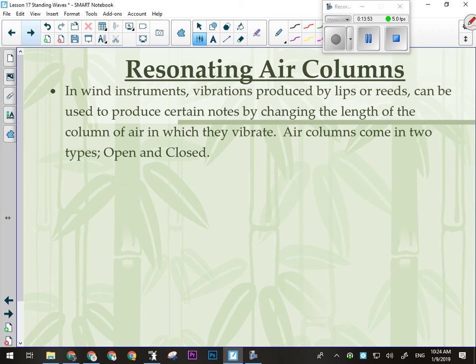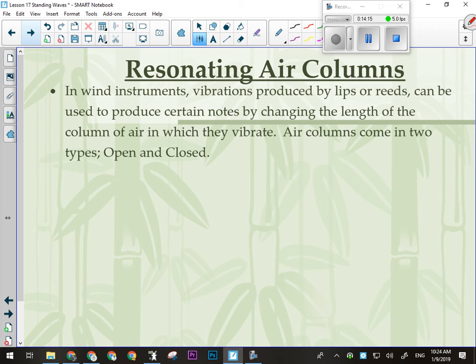If you play something like the saxophone, then there's a reed. You blow across this into the mouthpiece, and the reed vibrates up and down. Those vibrations cause the air around them to vibrate, and it's channeled and focused through the shape of the saxophone.